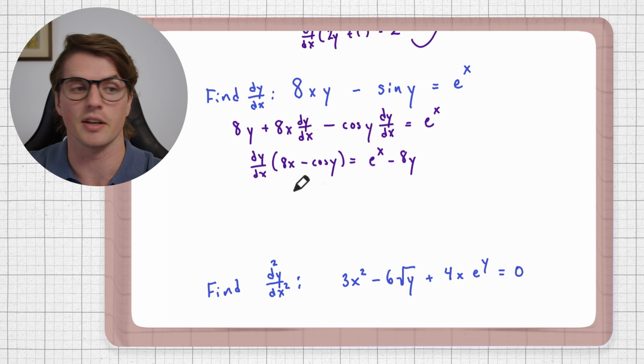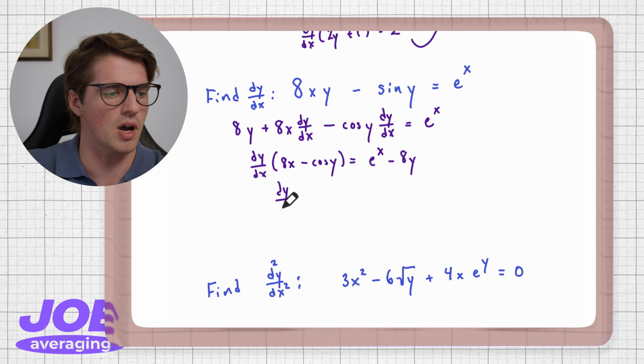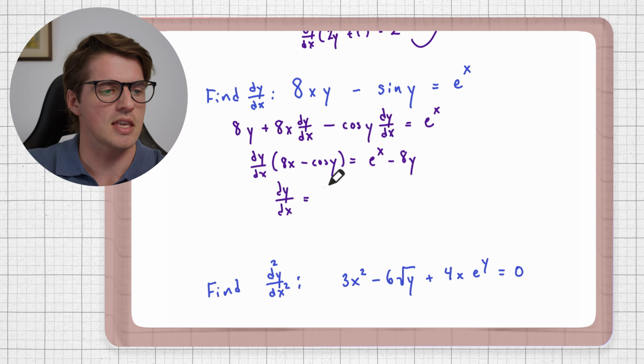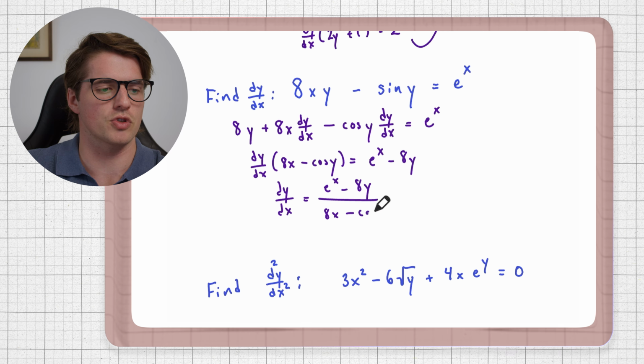And then we'll just divide. Divide by 8x minus cosine y, and dy/dx is e to the x minus 8y all over 8x minus cosine y.